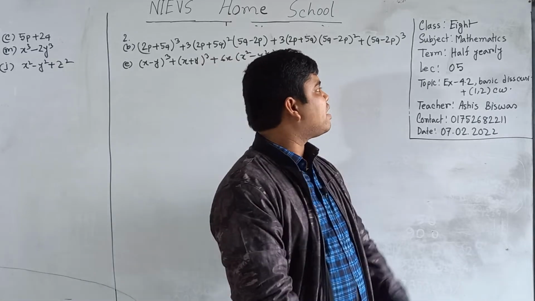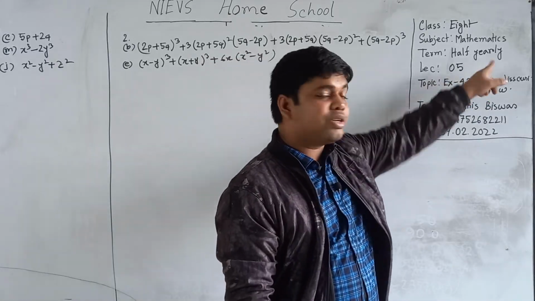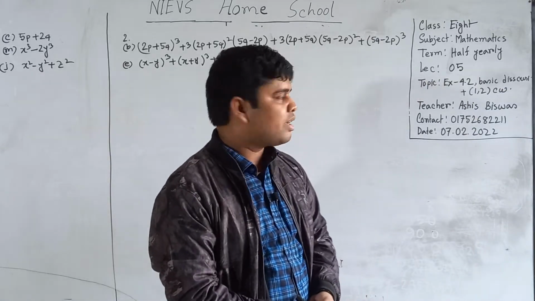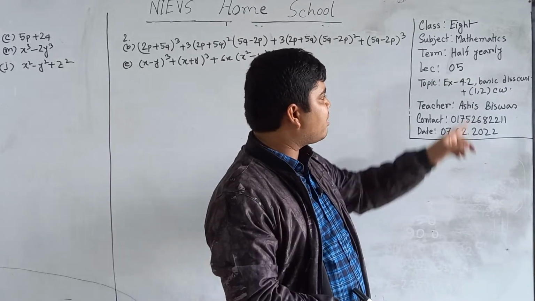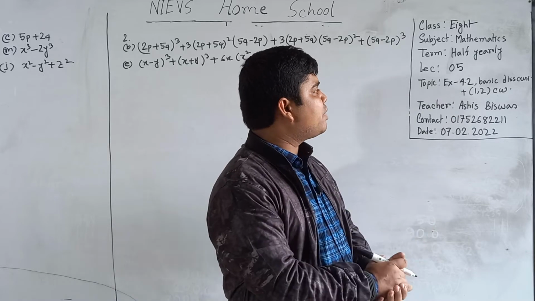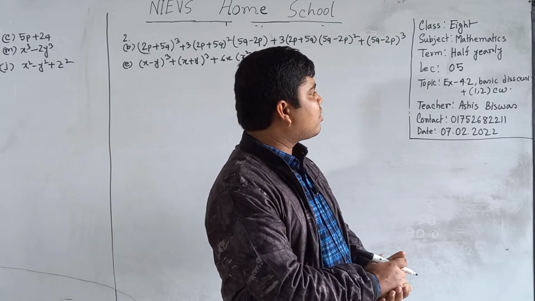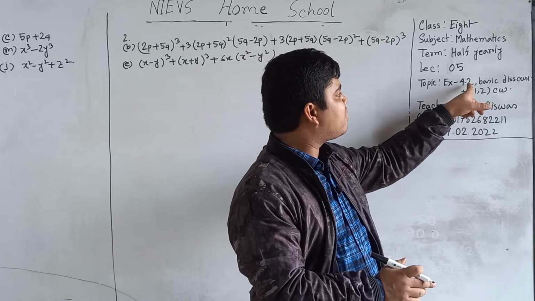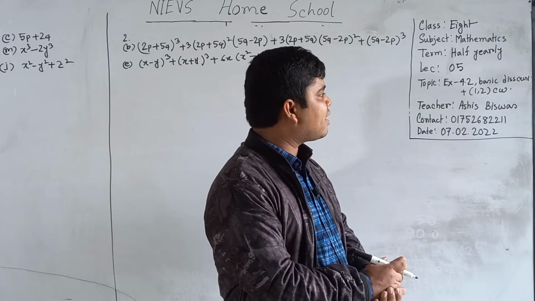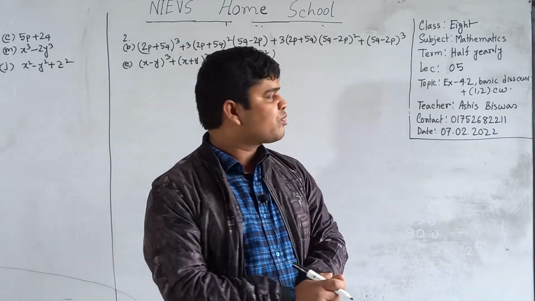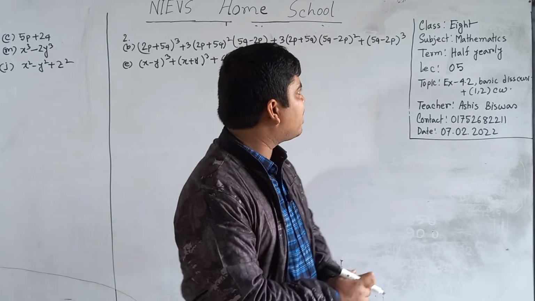Today is our lecture number 5, and there is good news for you. There is no SW today. My dear students, today's topic is exercise 4.2. Today we shall solve 1 and 2 of exercise 4.2, and also we shall discuss the formula of this chapter. Okay, my dear students, let us start our class.